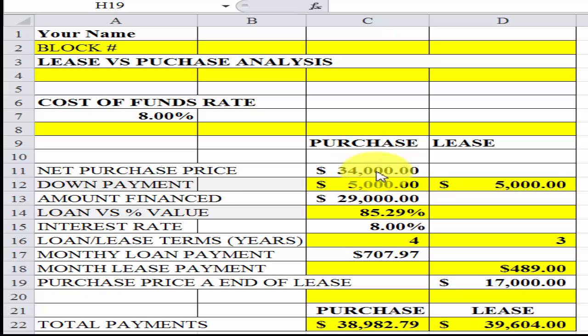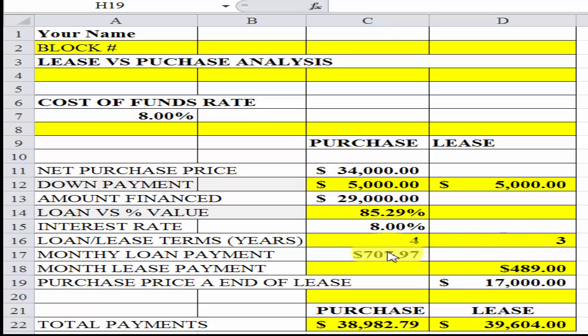The cost of the car, right, is $34,000. That's given. Now, you have to decide how much money you're going to put down. That too will be given in your lesson. Okay? Obviously, subtracting these two, you end up with having to finance $29,000, and this is the loan versus the value amount at 8%. Okay? Now, you're going to purchase the car. They're going to give you 4 years. If you're going to lease it, it's 3 years.